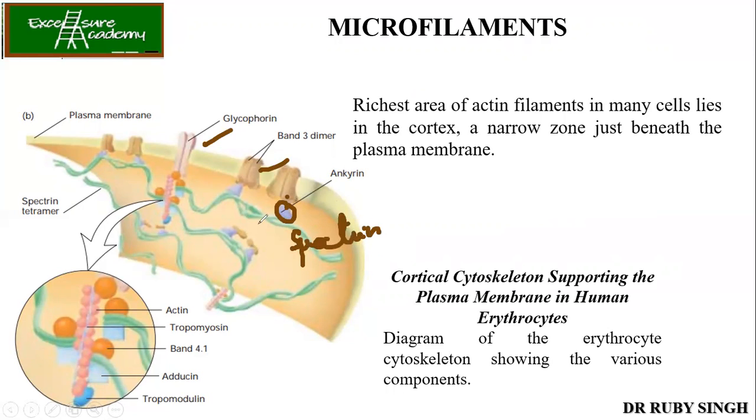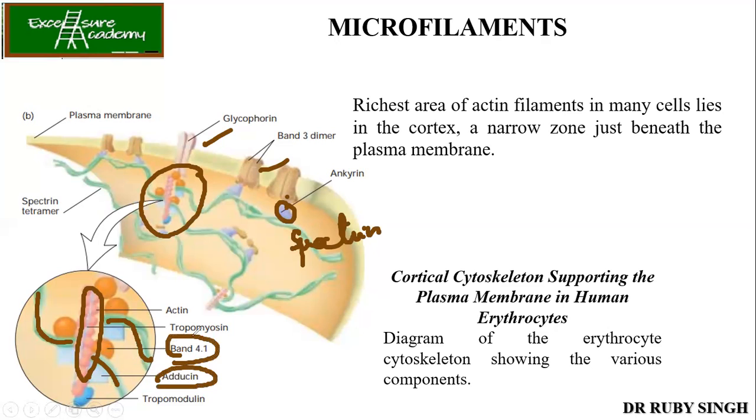Now how spectrin is attached to actin is shown over here. This is your spectrin, this pink color thing is your actin, and all these are attached or associated with each other with the help of other proteins like adducin, band 4.1, tropomyosin and tropomodulin. All these are helping and are also called the membrane binding microfilament proteins.